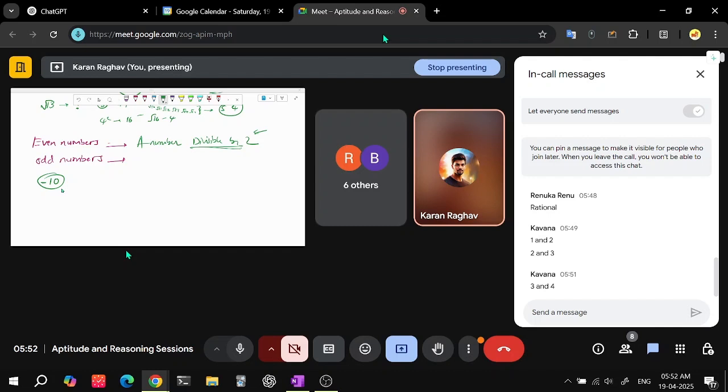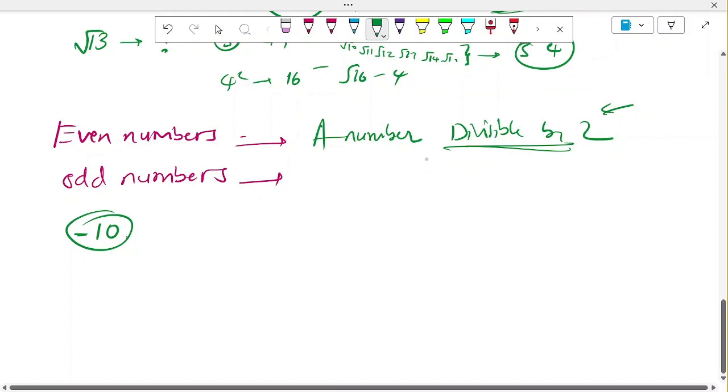So there are six students in the class, and I can find only one answering. I want all others to answer. You can just use the comment section somehow and answer. I'm waiting. Yes, minus 10 is actually divisible by 2.